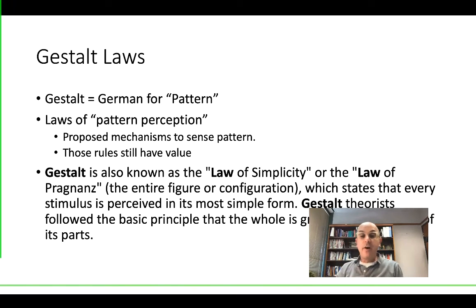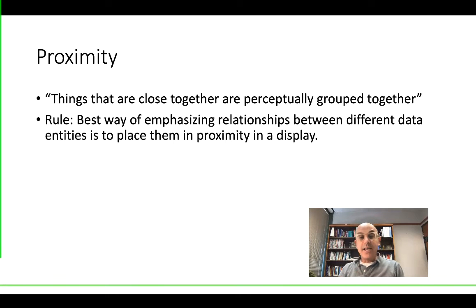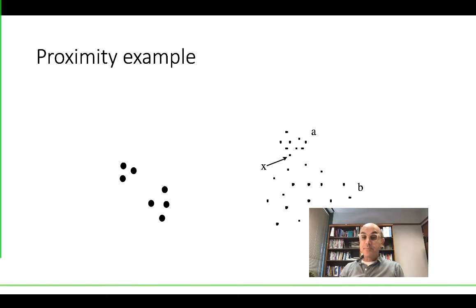One of the fundamental laws in visualization is called the Gestalt law. Gestalt in German means patterns, so it is patterns of perception, the idea of figuring out how the content of the visual can be displayed. There are principles that go with that. Proximity: things that are close together are perceived as a group. So the rule, according to Gestalt, is that the best way to emphasize a relationship between different data entities is to place them in close relationship in the display. This is the idea of it.